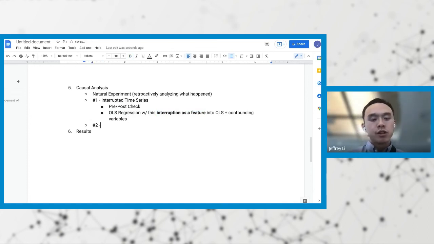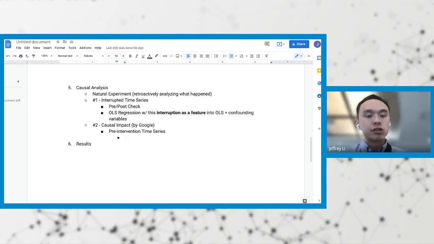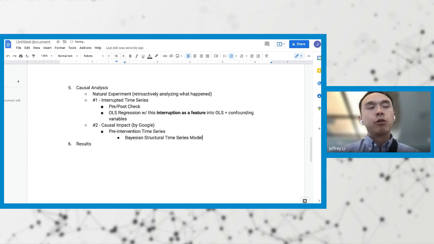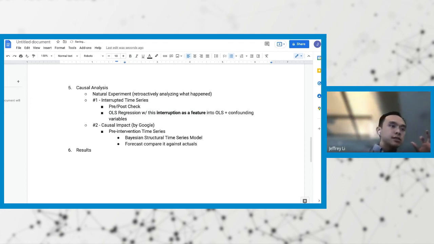Gotcha. There's another technique called causal impact, which was created by Google. The idea behind this is you have your pre-intervention time series. It uses an underlying Bayesian structural time series model. In your pre-period, it creates a forecast of the original time series, and measures that forecast against what actually happened. You take the forecast and compare it against actuals, and that difference would essentially be the effect of whatever you did.